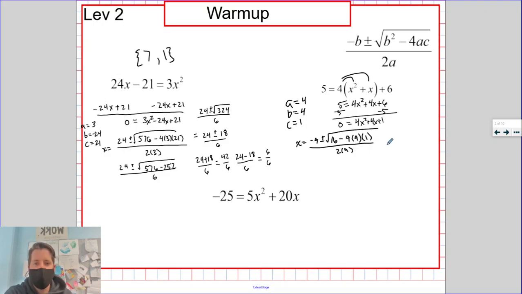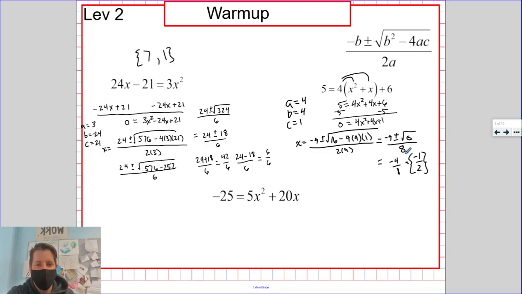So if you notice, underneath my big square root, I have 16 minus 4 times 4 times 1. Well, 4 times 4 times 1 is 16. So what I get is 16 minus 16, or the square root of 0. Now, since the square root of 0 is 0, I'm adding 0 and I'm subtracting 0. So I just get one answer of negative 4 over 8, which is negative 1/2.